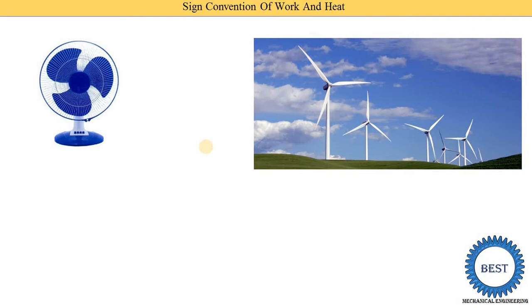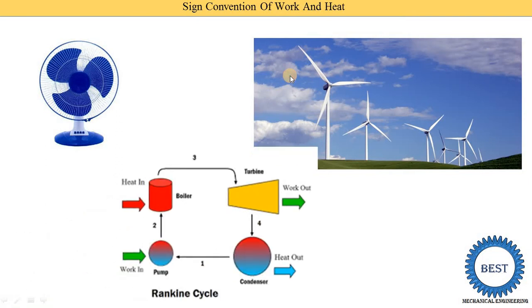In the same way, there is a windmill. Due to the velocity of the wind, the blades are rotated, and the generator connected with the blade produces electricity. That is called positive work. In a fan we supply the energy, so it is called negative work. So you can understand the same concept for positive and negative. In a fan we supply energy, that is negative, but the windmill gives energy, that is called positive work.